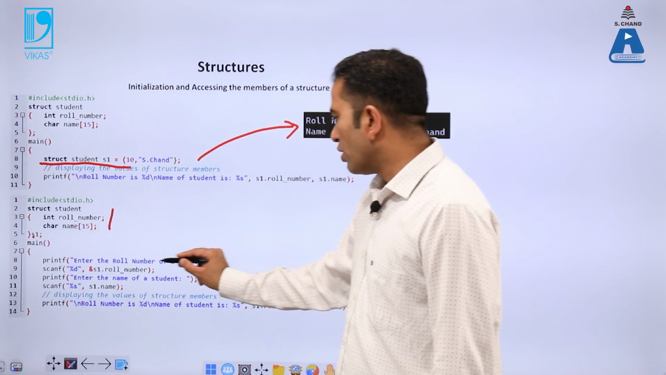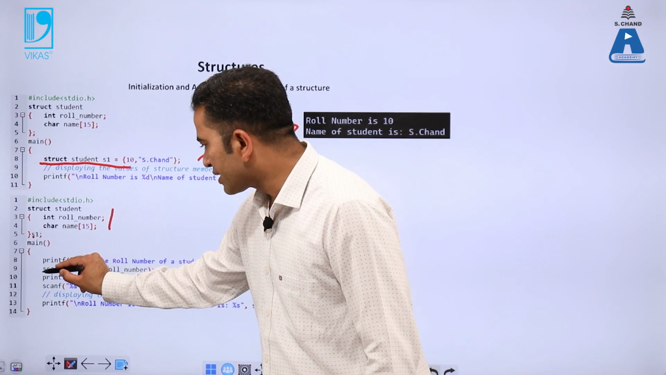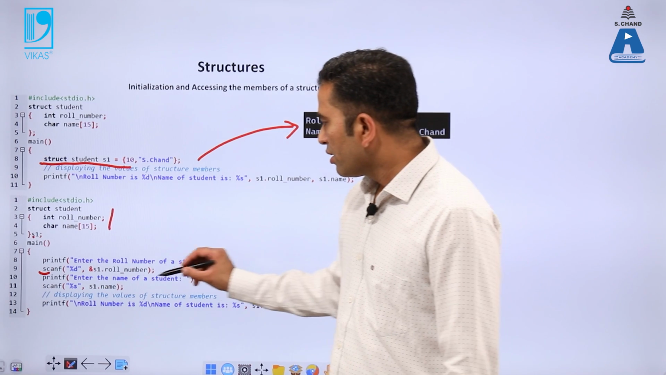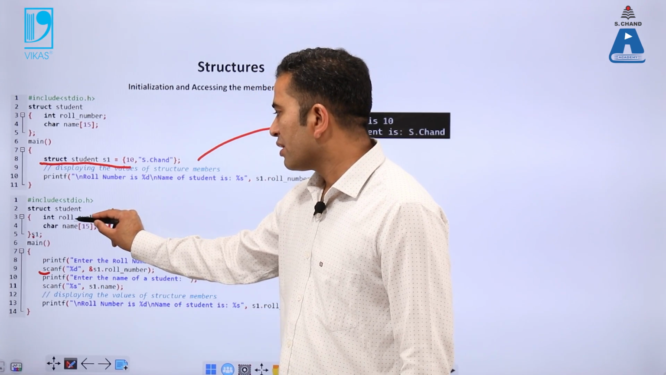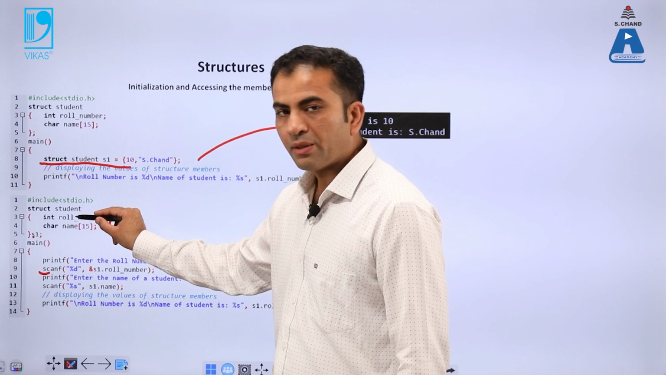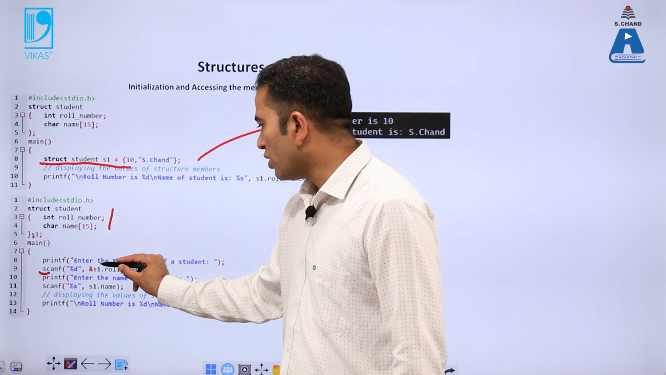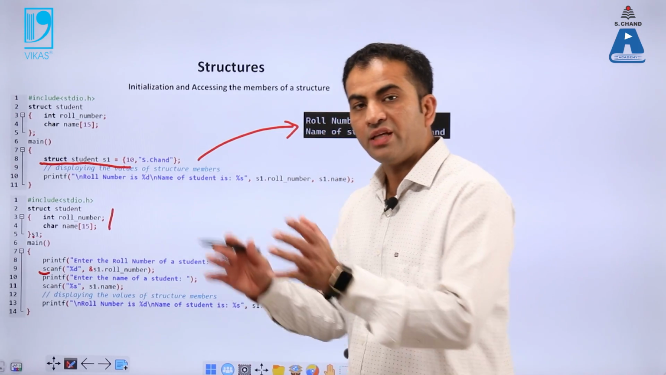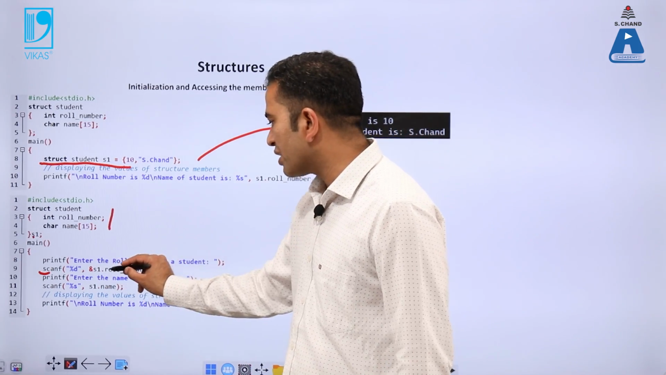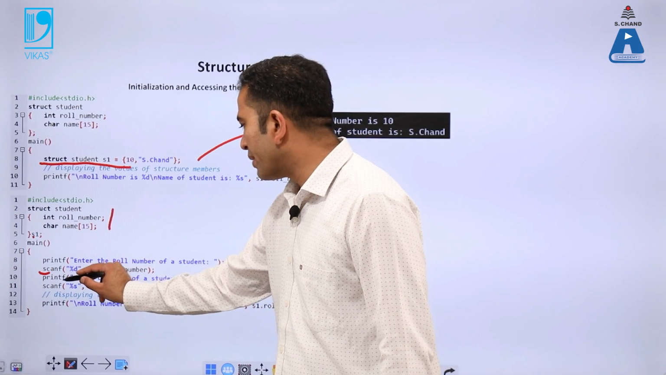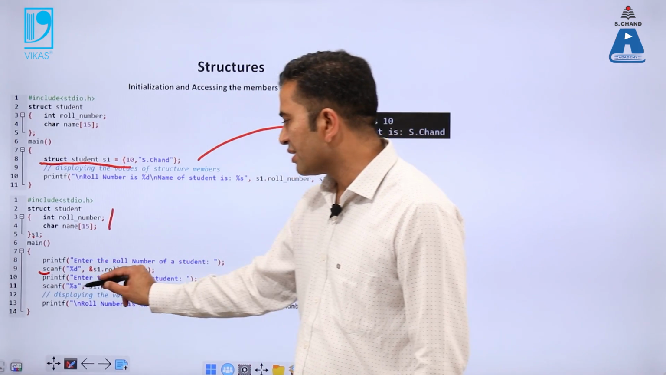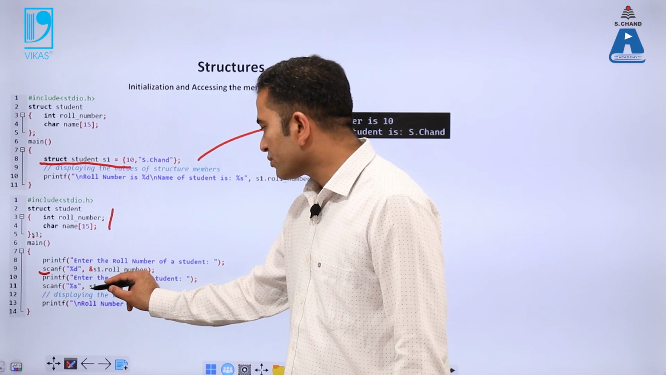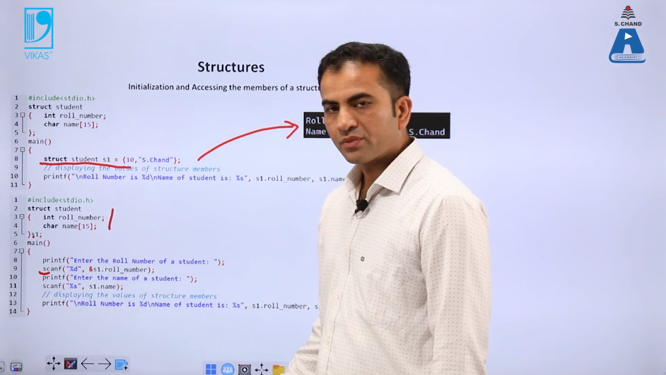Now enter the roll number of a student. From the scanf, we are entering the roll number of a student. So how to do that? Again, how to access the member? This roll number is a part of the variable s1. So ampersand s1 dot roll number; ampersand is used to give the address. So to give the address to s1 dot roll number, and then printf, enter the name of a student. The next line: name of a student is a string type. So %s, comma, again s1 dot name.